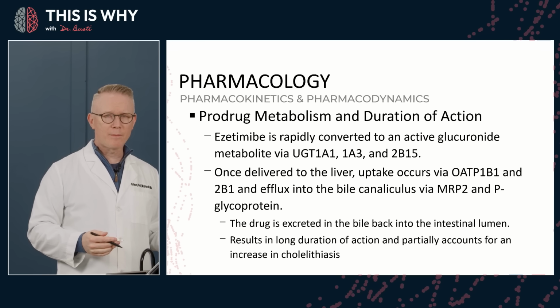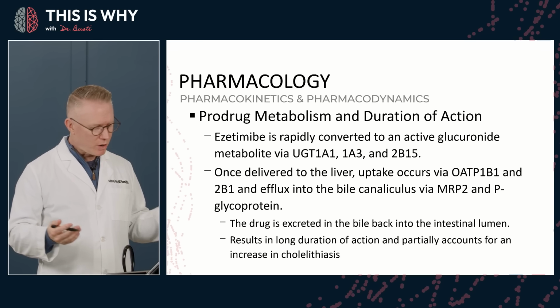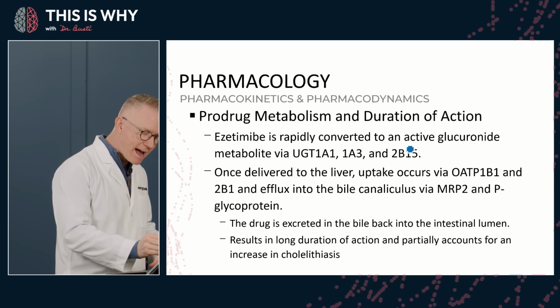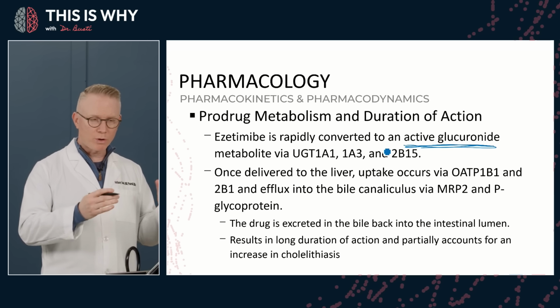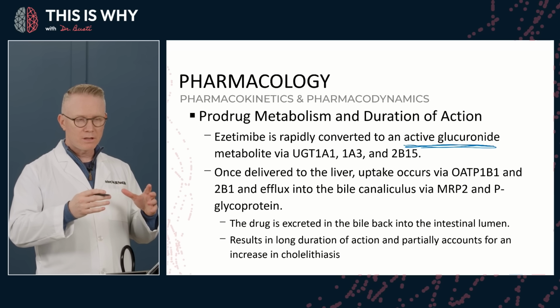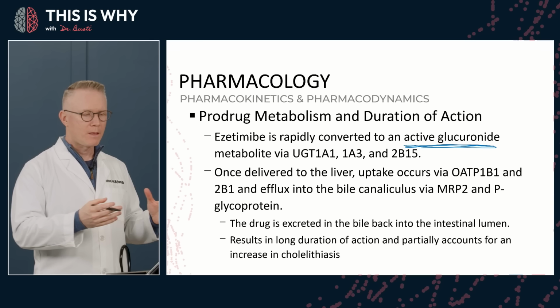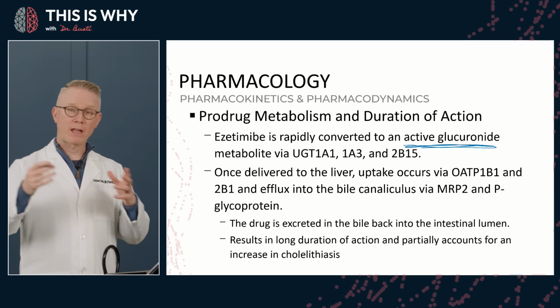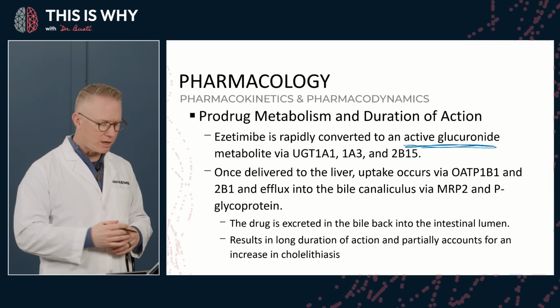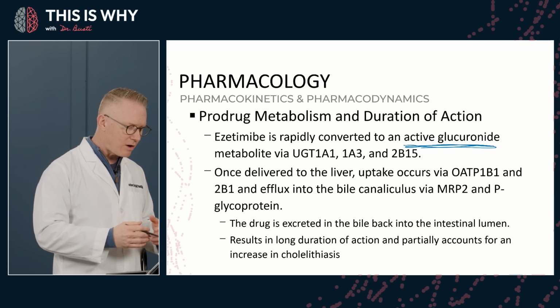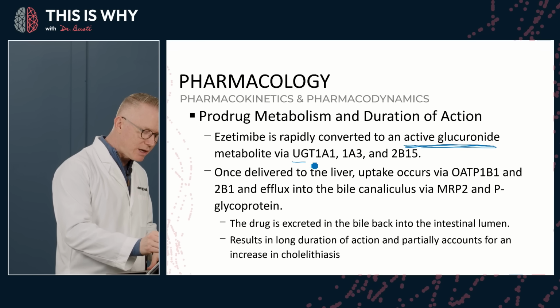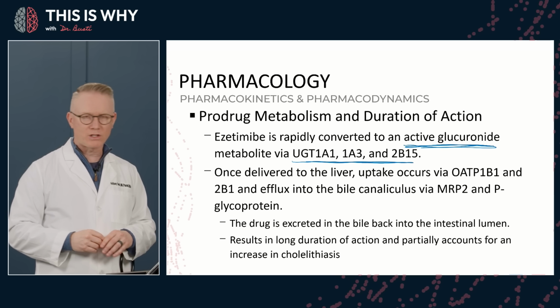All right, now ezetimibe is a prodrug. It gets rapidly converted to an active glucuronide. Prodrugs by themselves chemically don't do much or do anything, but when they get converted to the active form, they exert the pharmacologic effect. Now, that is done by UGT 1A1, 1A3, and 2B15.